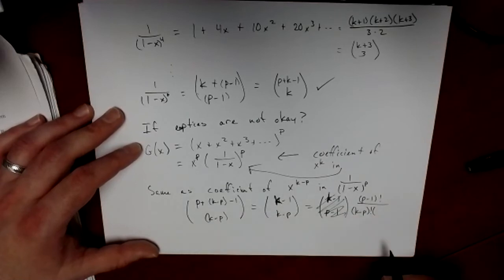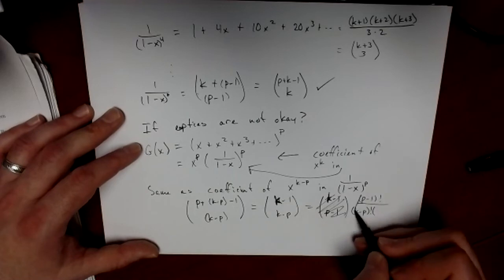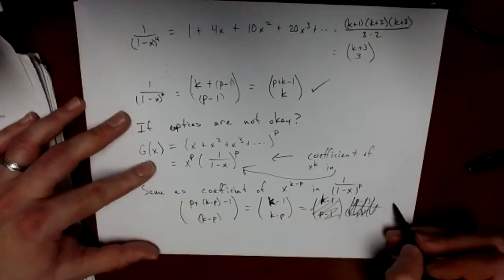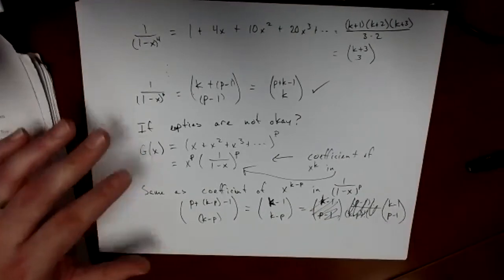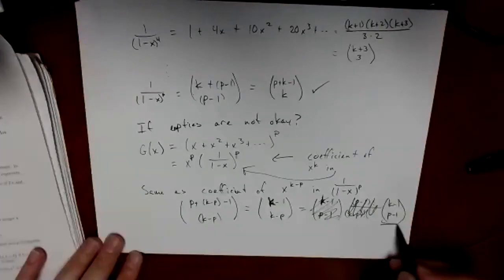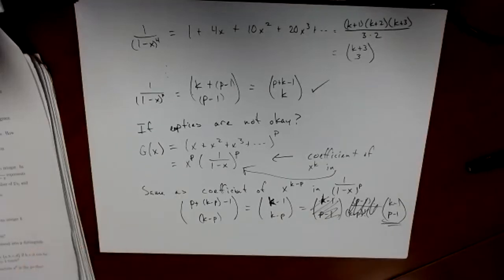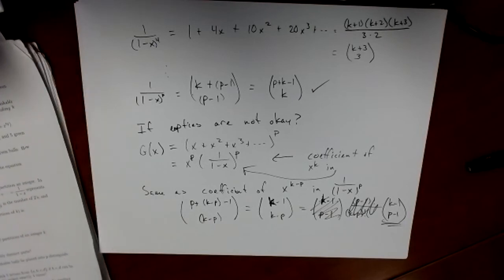Yeah. So then k minus 1, now we're okay. k minus 1 choose p minus 1 when we subtract it. Yeah. I knew that's what I was going for. All right. I think that's a pretty good spot to end it.